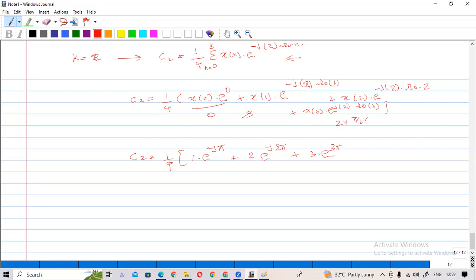5/2 into 2 into 3. So 2 cancelled, so it will be 3, 5. Okay. So you have to find these values. To find these values, you can use the same circle. Okay. So now it is minus.